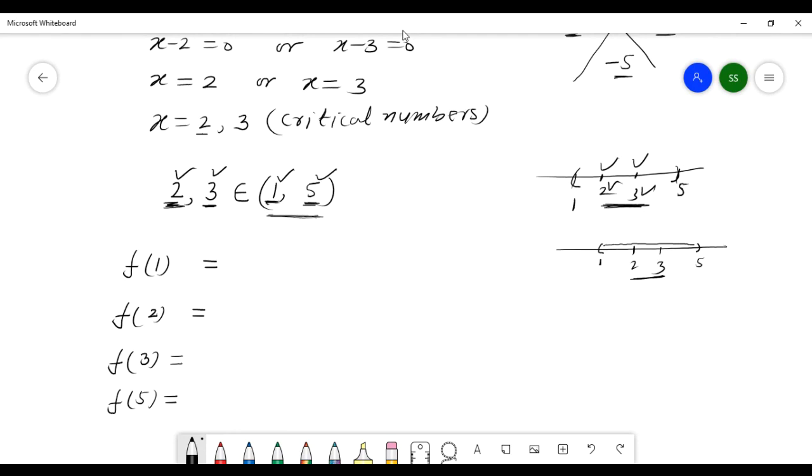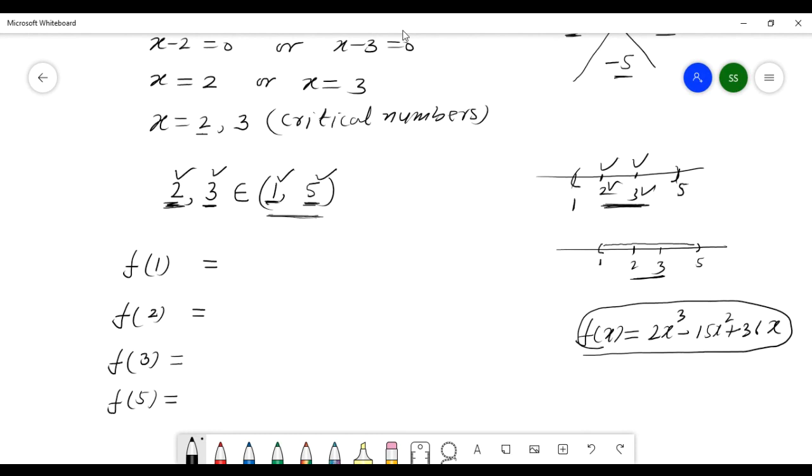This is the closed interval method. You have to check this way, right? Now find f of 1. Now see the function. What is the function? I am writing the function here: f(x) equals 2x^3 minus 15x^2 plus 36x. Okay, this is the function.